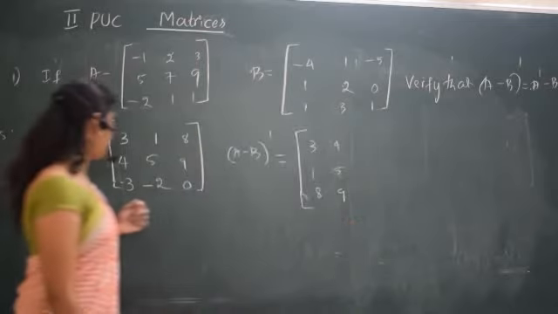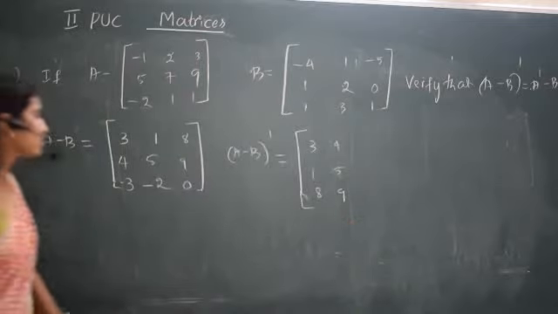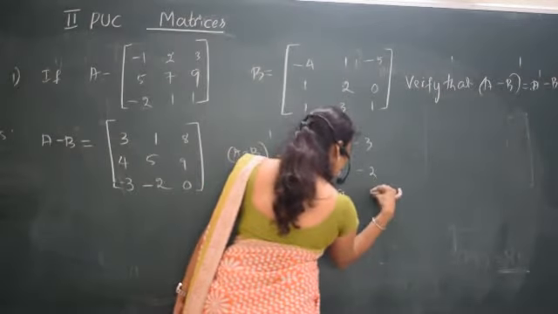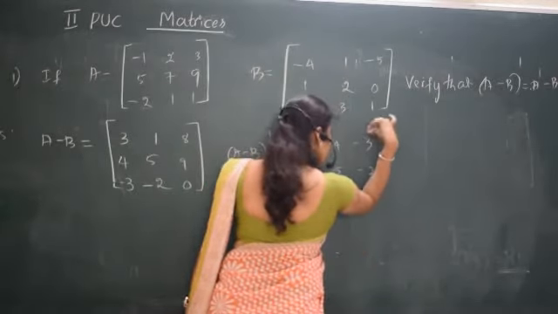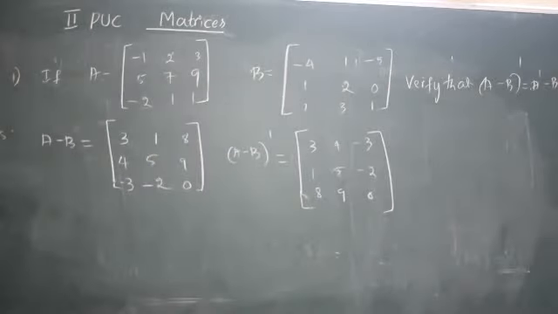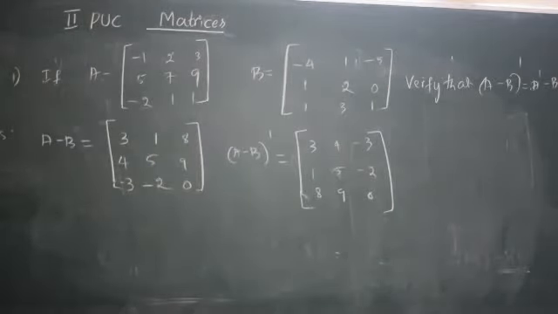459 becomes a column. Then minus 3, minus 2, and 0. So this also becomes a column. So this is the value of (A minus B) whole transpose. Next, we have to calculate A transpose.